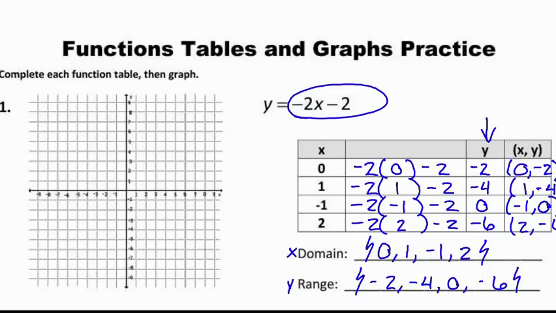So we have 0, -2, 1, +1, walk 1, fly -4, walk -1, fly 0, and walk +2, fly -6. Draw a nice pretty straight line. Get my straight line tool, kind of help me out a little bit. Use a straight edge. And there are our points, all plotted.